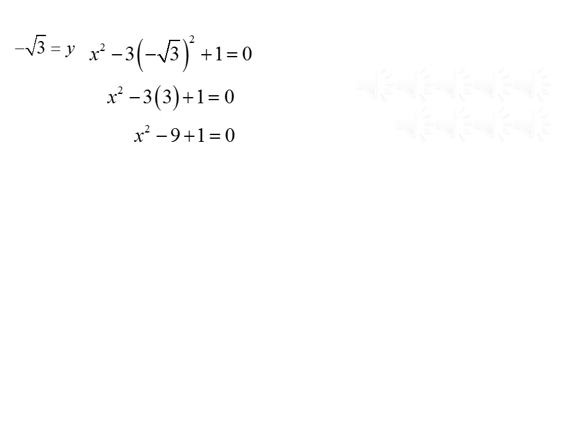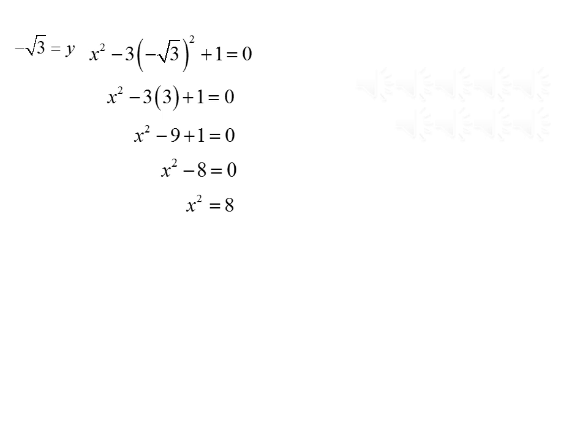So now let's look at y equals negative square root of 3. If we plug negative square root of 3 into y in the first equation, we'll get x squared minus 3 times negative root 3 squared plus 1 equals 0. Negative root 3 squared is going to be a positive 3, so we get x squared minus 3 times 3 plus 1 equals 0. We simplify our multiplication to get x squared minus 9 plus 1 equals 0. Combine like terms to get x squared minus 8 equals 0.